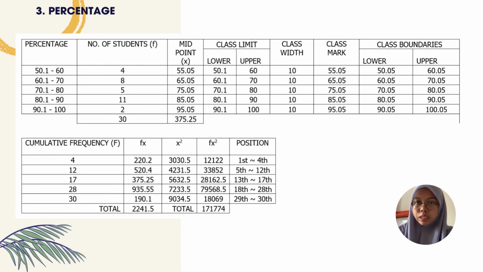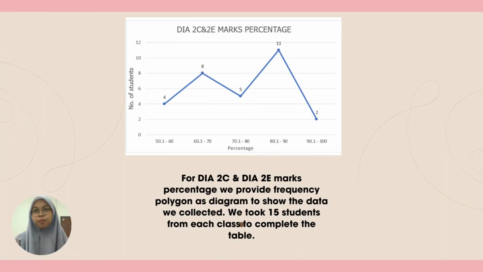Next, we have the frequency distribution table for percentage. For DIA 2C and 2E marks percentage, we provide a frequency polygon as the diagram to show the data we collected. We took 15 students from each class to complete the table. The x-axis is the percentage while the y-axis is the number of students. The highest number of students is 11, where they got a range of 18.1 till 90% for their marks, while the lowest number of students is 2, which they got a range of 90.1 until 100% for their marks.